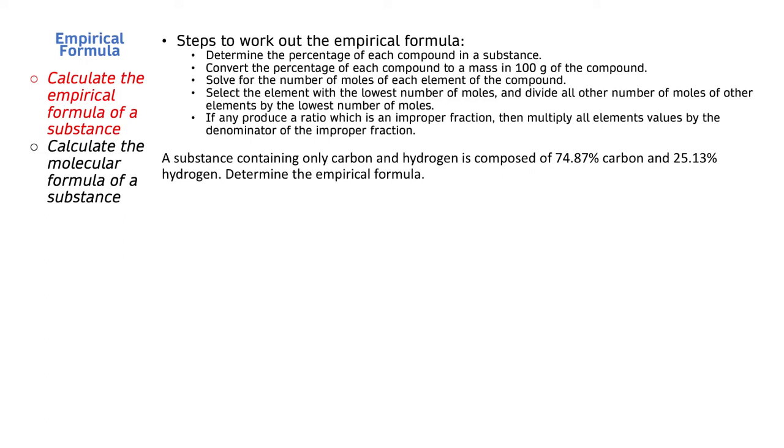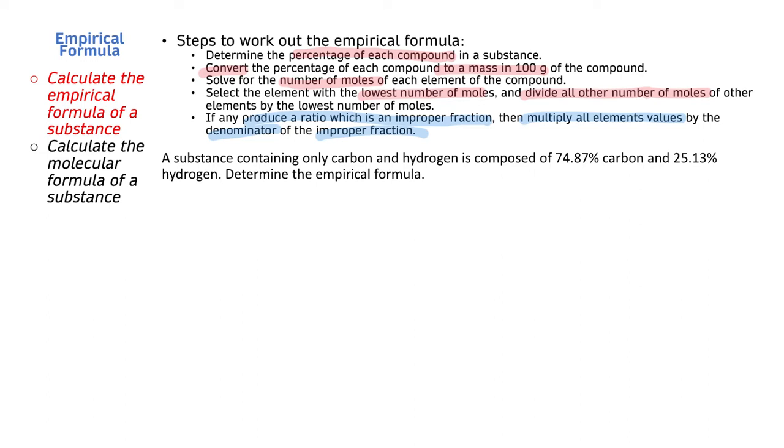What we needed to then look at is that I've summarized these steps. Okay, so determine the percentage of each compound, convert the percentage into mass in 100 grams, get the number of moles, select the element with the lowest number of moles and divide all other numbers of moles by that lowest number to get the ratio. And then this is pretty tricky here. If any produce a ratio which is an improper fraction, then multiply all elemental values by that denominator of the improper fraction. And we'll get to that in a moment. Right, so let's have a look at this first example.